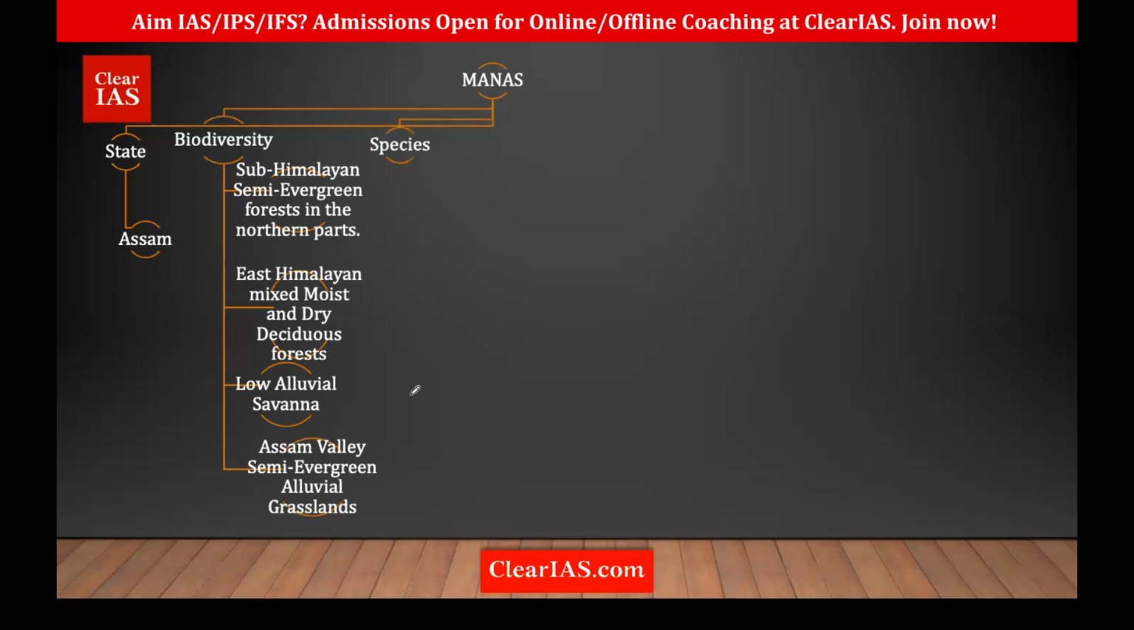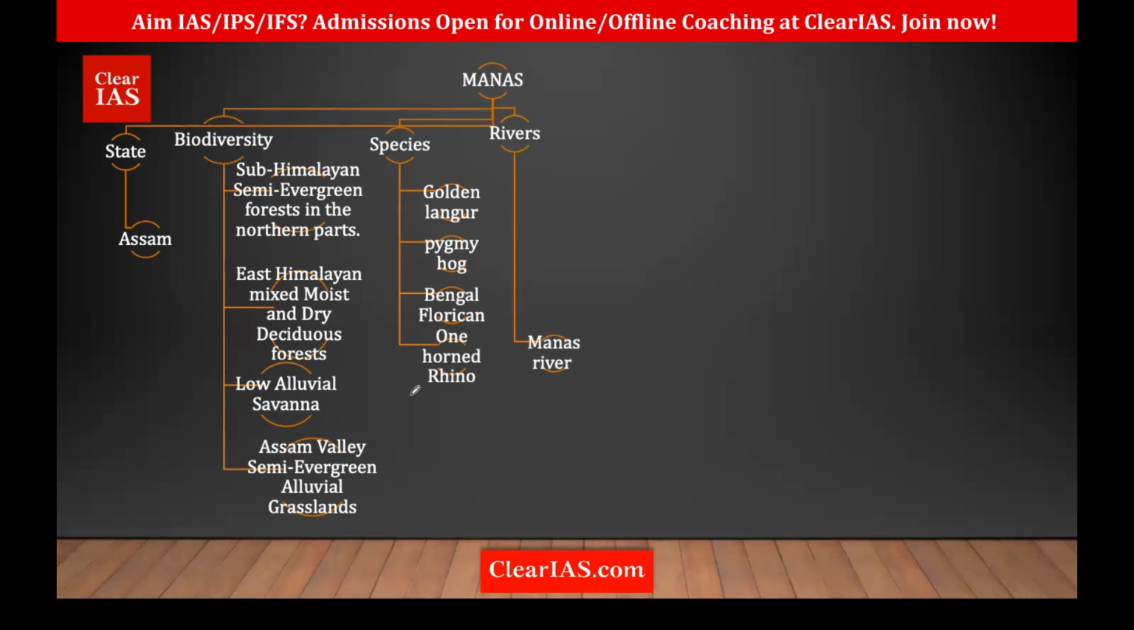Okay. And if you're talking about the species, what species is predominantly found here? Yes, we have golden langur. Apart from that, we have pygmy hog, Bengal florican, and most importantly, the one-horned rhino. So the two places most importantly where the one-horned rhino is found are Kaziranga as well as Manas National Park. And which river flows through this Manas National Park? It is the Manas River, which is a tributary of the Brahmaputra.